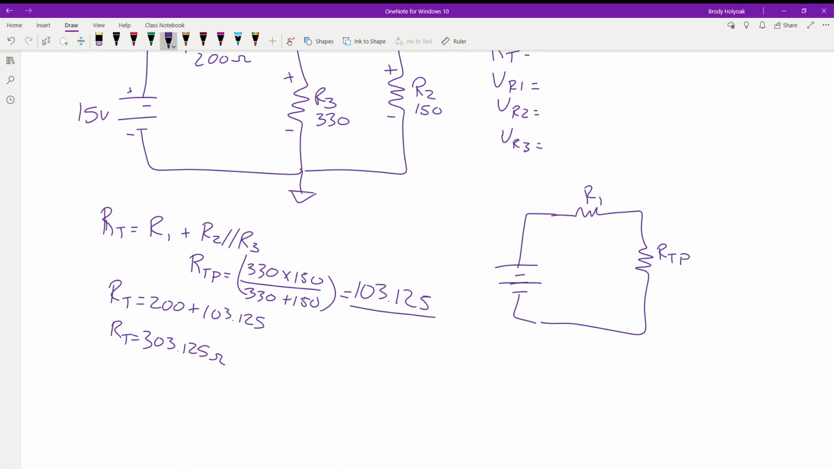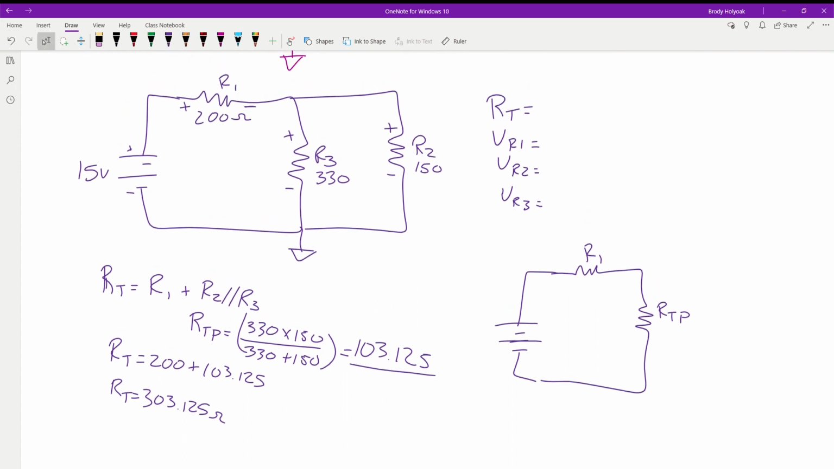So now that we have our total resistance, we need to be able to find the voltages across these guys. Even in our simplistic view, I want to know what the voltage drop is here and what the voltage drop is here, because everything in parallel is going to have the same voltage drop based off of this resistance. So for VR1, I'm going to use voltage divider. We take the 15 volts multiplied by our 200 ohms divided by this total resistance, which we just found.